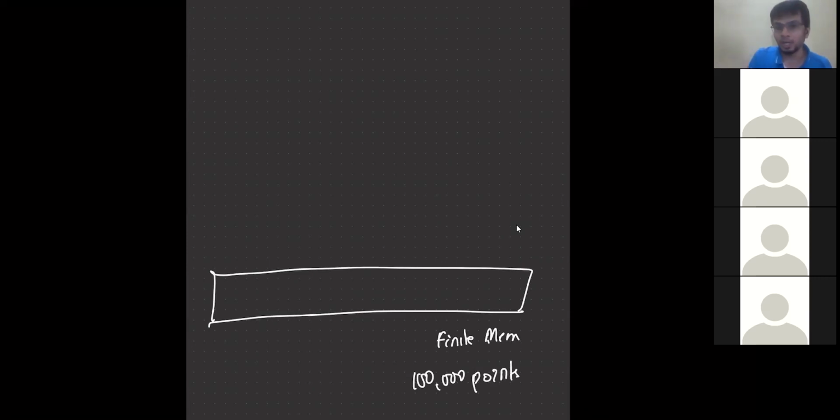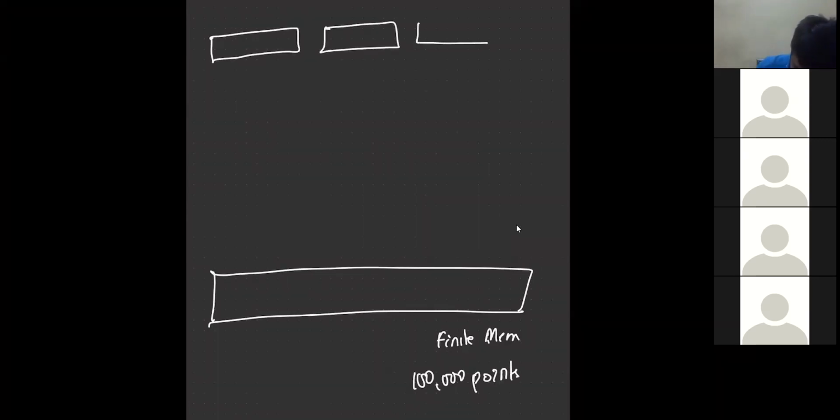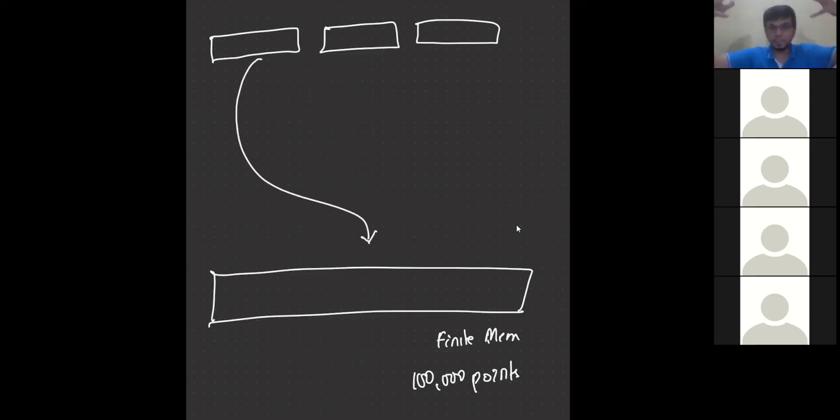Now, every time you get a batch of data, let's say this is one batch, this is another batch, and this is another batch, this data always gets mapped onto this memory. So all the updates of your centroids and whatever data you have, you will always use only this much space to store it.